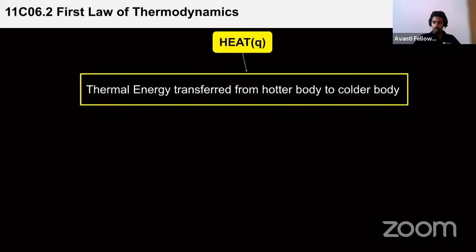Okay. Are you clear? If you have any doubts, you can post it in the chat. Okay. If you don't have any doubt, we'll be continuing with heat first.